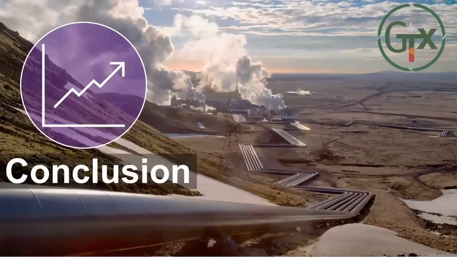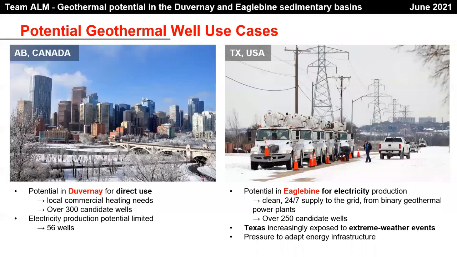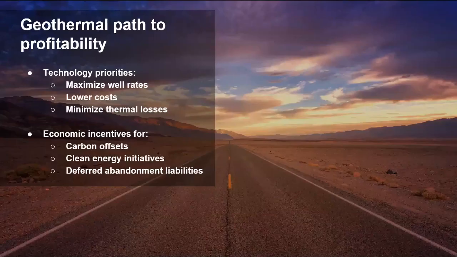In conclusion, there are different geothermal opportunities in our areas of interest. In Alberta, where 60% of the energy is spent on heating, over 300 candidate wells were identified, which would be suitable for commercial heating. However, electricity production potential is limited. In Texas, there is potential for electricity production with over 250 suitable candidates identified in the dataset.